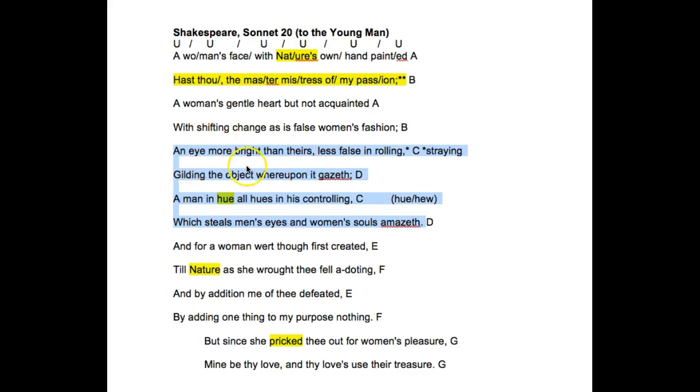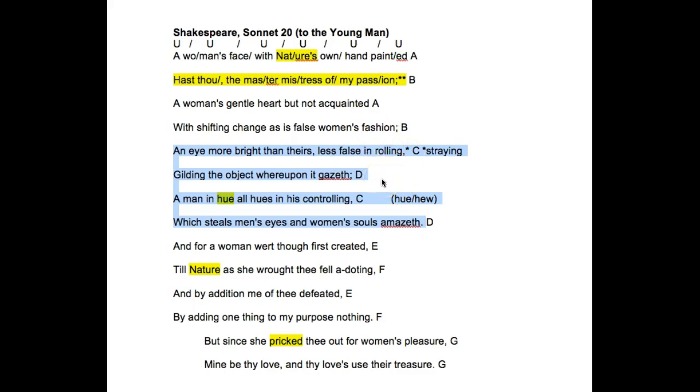An eye more bright than theirs, less false and rolling, gilding the object whereupon it gazeth. A man in hue, all hues in his controlling, which steals men's eyes and women's souls amazeth. And so again, he's talking about the young man's eyes, and it's conventional to talk about their brightness. If you think back to Petrarch, right? His are brighter than a woman's eyes and less false and rolling and looking elsewhere, right? So again, suggesting his fidelity or his faithfulness.